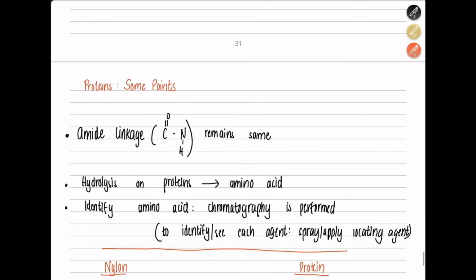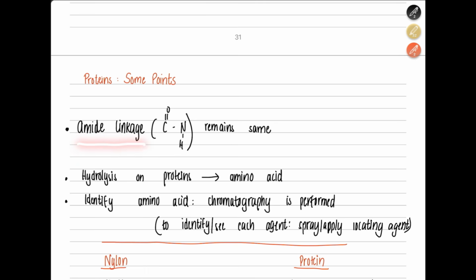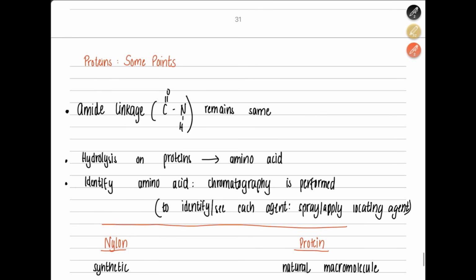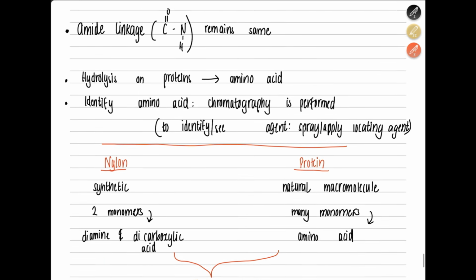Now let's discuss some important points for protein. The amide linkage, C double bond O and H, is always present. It doesn't matter what kind of amino acid you're using. Amino acids polymerize to give you proteins. When proteins are hydrolyzed, or broken down by the presence of H plus and OH minus, you will get amino acids back. To identify amino acids, you can use chromatography, the preferred way, but amino acids are transparent, so you have to spray or apply a locating agent to be able to see them.